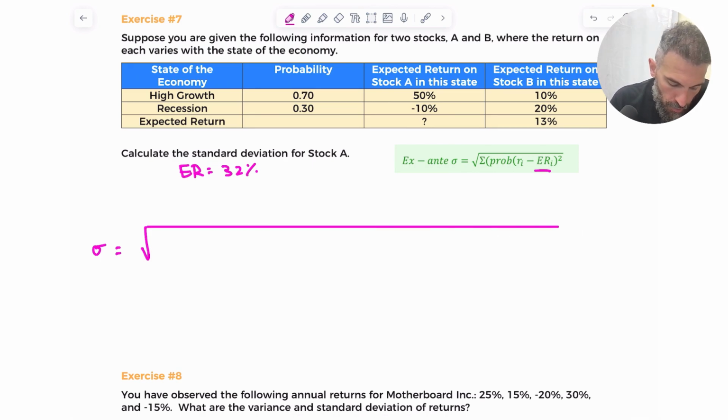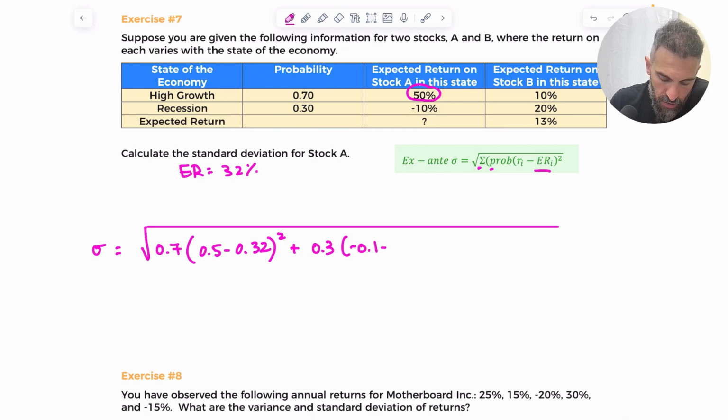So it's the sum of the probabilities. The first probability is 0.7 times the corresponding return, that would be 50%, minus the expected return of 0.32, and then you square it. You do that for all of your outcomes. Here we only have 2, so 0.3 times negative 10% minus 0.32 squared. That's it.